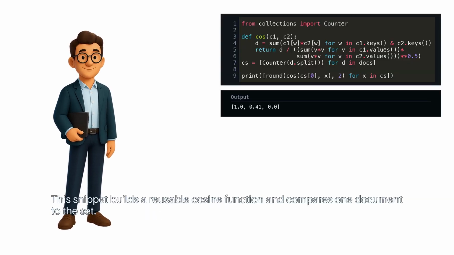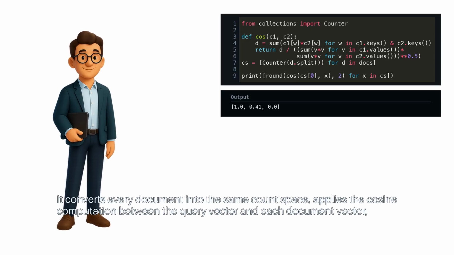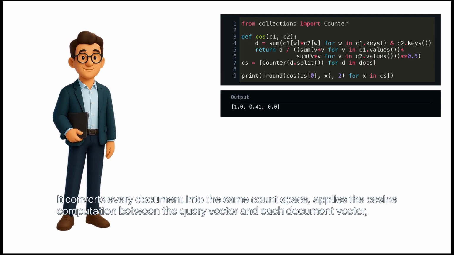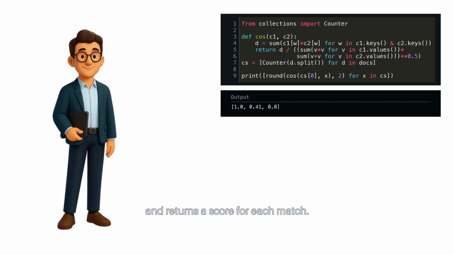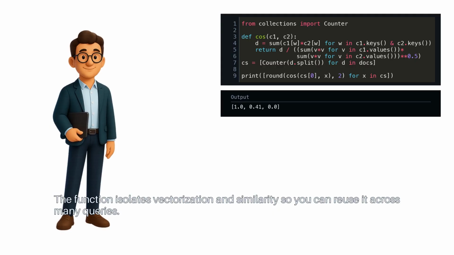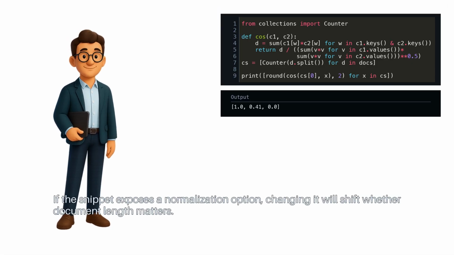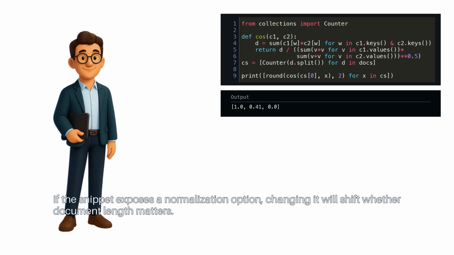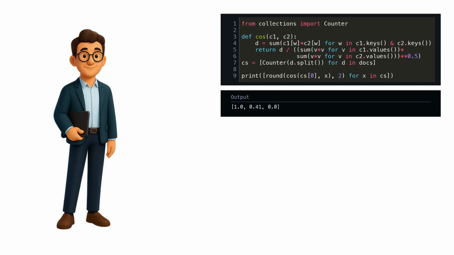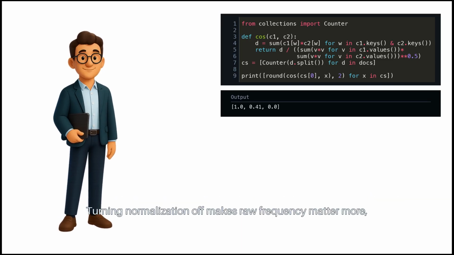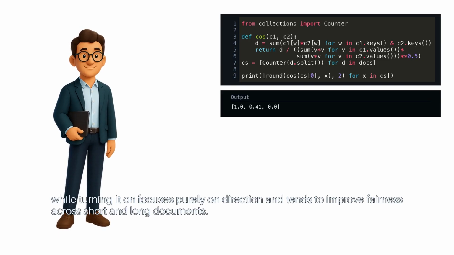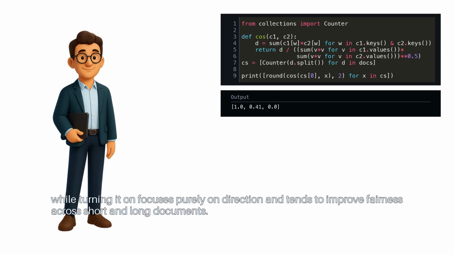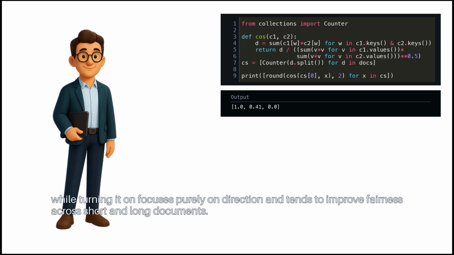This snippet builds a reusable cosine function and compares one document to the set. It converts every document into the same count space, applies the cosine computation between the query vector and each document vector, and returns a score for each match. The function isolates vectorization and similarity so you can reuse it across many queries. If the snippet exposes a normalization option, changing it will shift whether document length matters. Turning normalization off makes raw frequency matter more, while turning it on focuses purely on direction and tends to improve fairness across short and long documents.